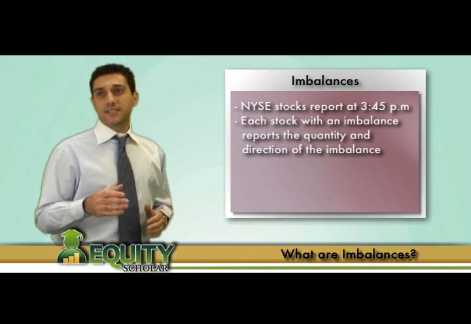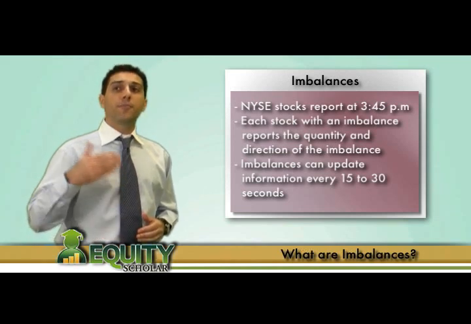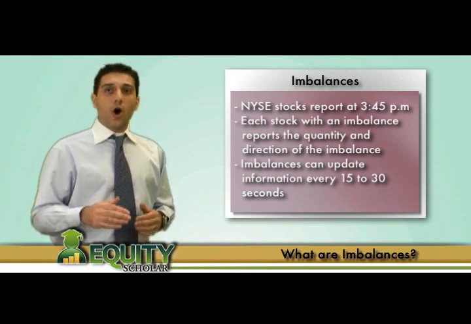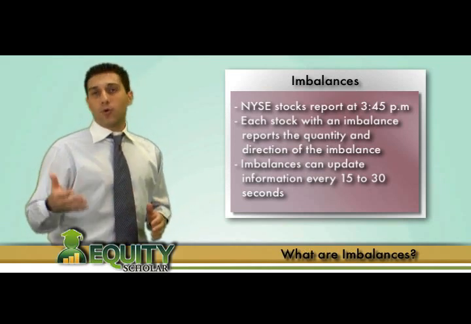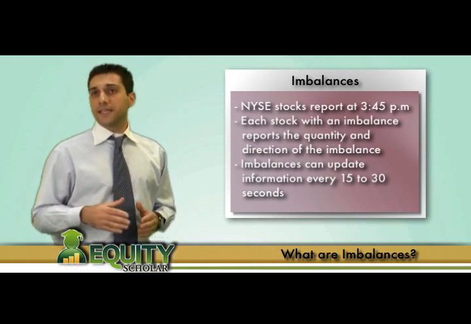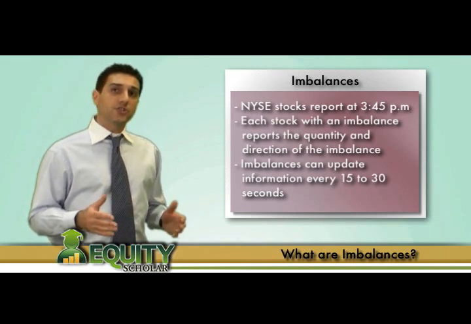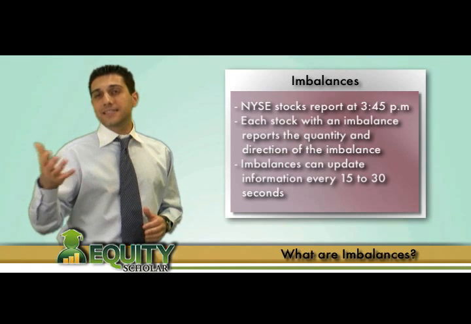Once these imbalances are reported at 3:45 p.m., they continue to re-report every 15 to 30 seconds after that, all the way to the close at 4 p.m. These re-reports update how much of an imbalance remains in each of the equities. Traders then use this information as a gauge to determine how likely an equity is to fill the entire imbalance by the close.